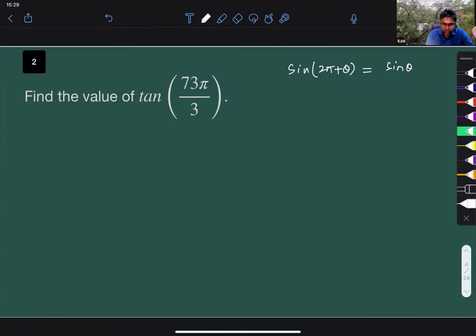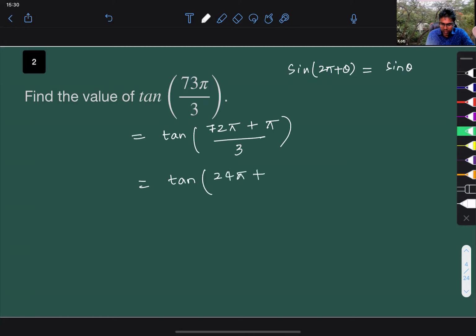So here, if you look at tan 73 pi by 3, you could write this as tan of, let's say I try to get a multiple of 3. So that is 72 pi plus pi over 3. Now this will be tan of 72 by 3, that is 24 pi plus pi by 3. Now 24 is a multiple of 2 pi.